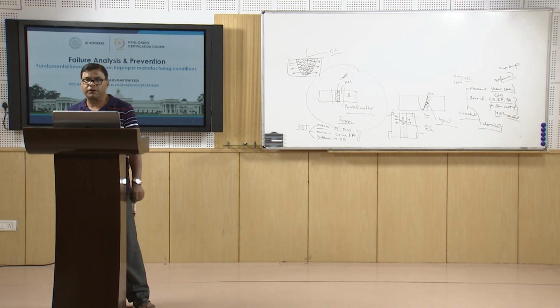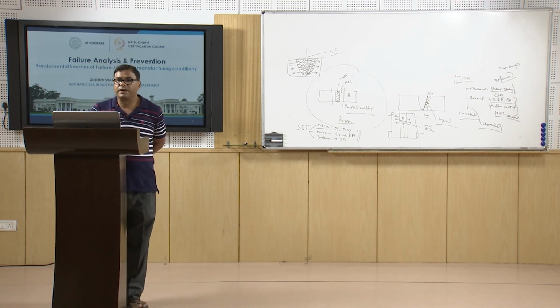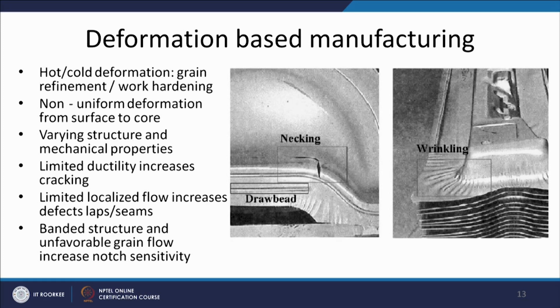Now, coming to the deformation based manufacturing processes, we have two broad categories: one is hot and another is cold deformation. We know that the two processes work on different principles. Strength in the case of hot deformation based processes is obtained through grain refinement, and in cold deformation, strength is achieved through work hardening. So, these are the two different approaches by which hot deformed or cold deformed metals have different strength from different mechanisms.